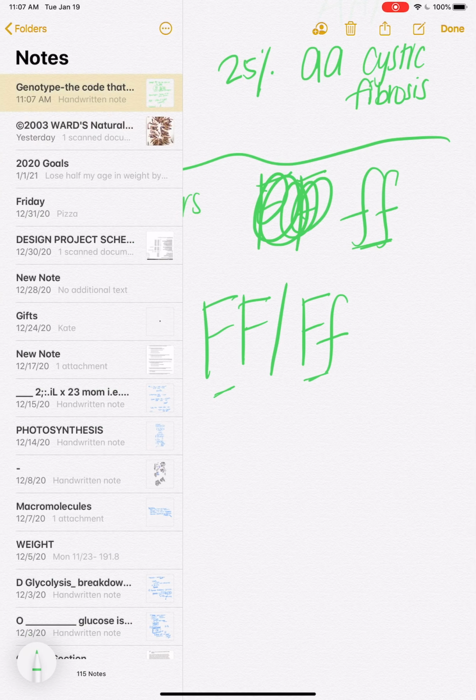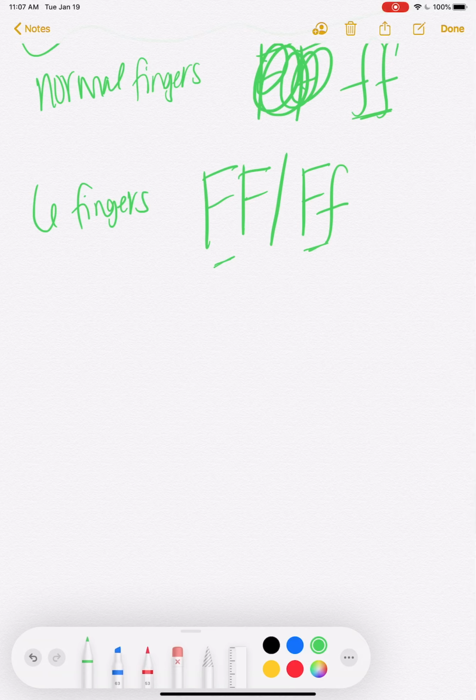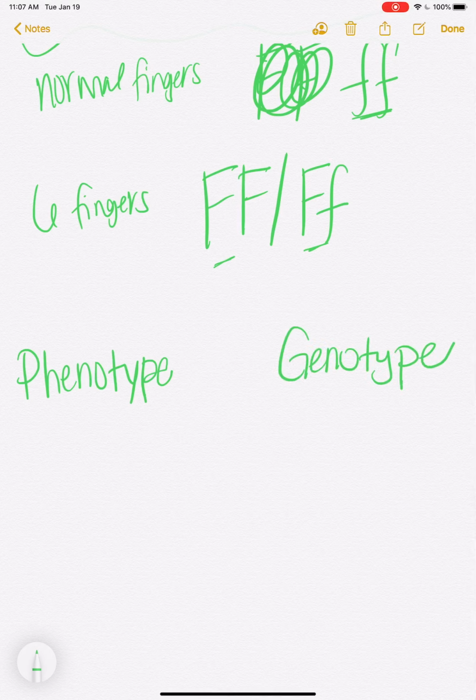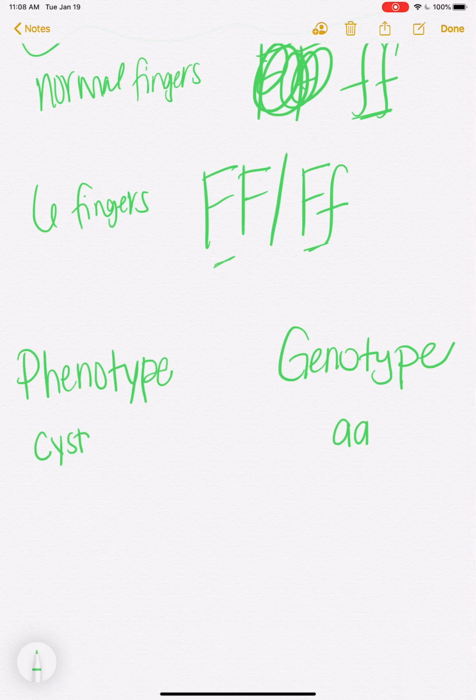Now, the last thing I want to talk about is phenotype. Okay. So we talked about genotype, and we've talked about phenotype too. We just didn't say it as such. Okay. So the genotype for cystic fibrosis, we would say is little a, little a. The phenotype is cystic fibrosis. It's what you see. It's the physical trait. It's what you see, okay?